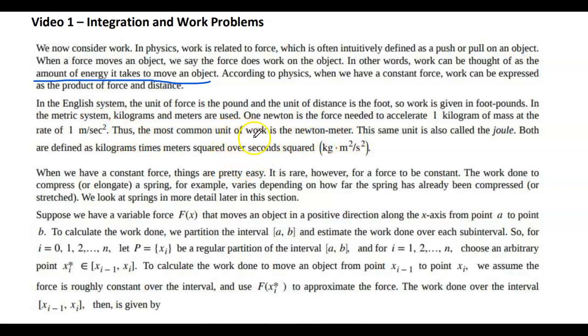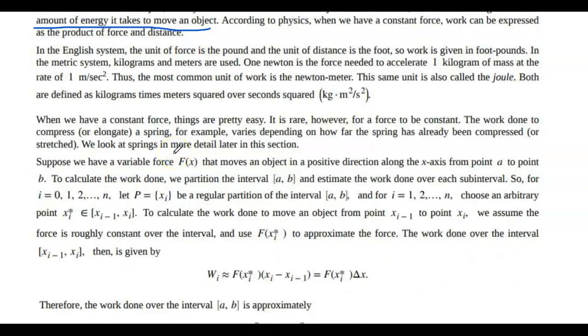So the common unit of work is Newton meter, also called a joule. And these are defined as kilograms times meters squared over seconds squared. So that is what a Newton is defined as. When we have a constant force, things are pretty easy. However, it is very rare for a force to be constant. So the work done to maybe compress or elongate a spring, for example, varies on how far the spring has already been compressed or stretched.